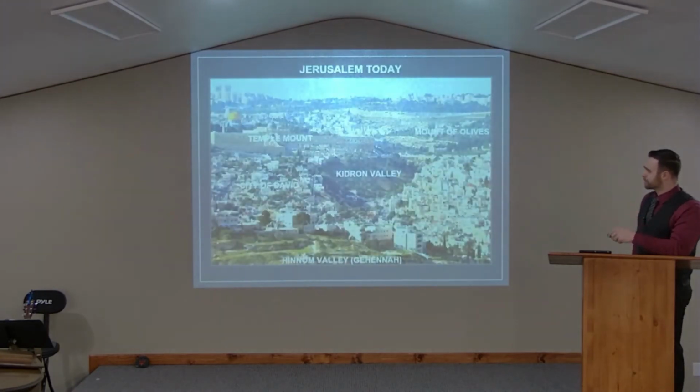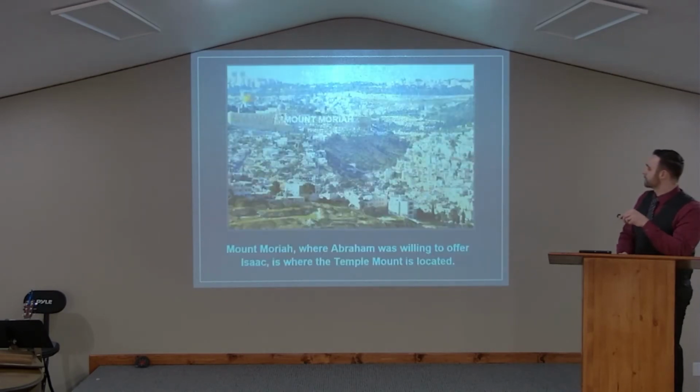Here's what it looks like today. Down here we have Gehenna, or the Hinnom Valley, the Temple Mount here, the Kidron Valley, and then the Mount of Olives up over here. And you guys will notice it's extremely mountainous. It's all uphill. Mount Moriah, where Abraham was willing to offer Isaac, is right about where the Temple Mount was located. So we can verify it's roughly right here.